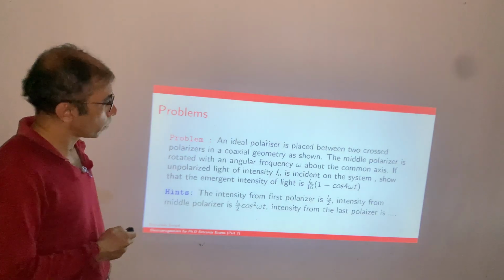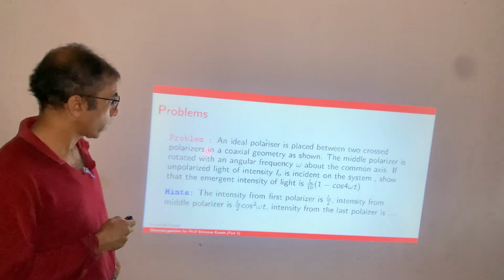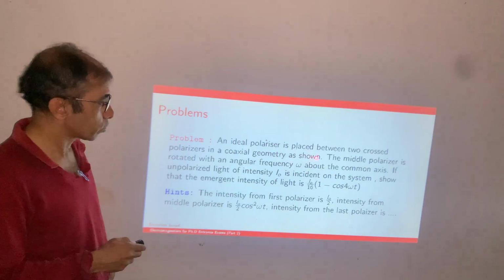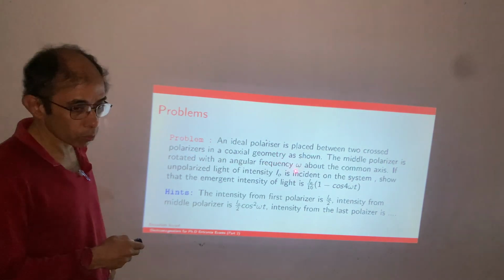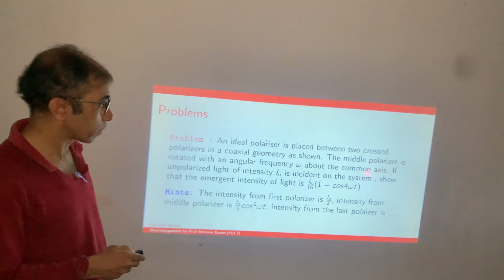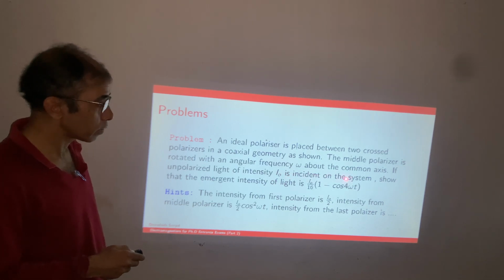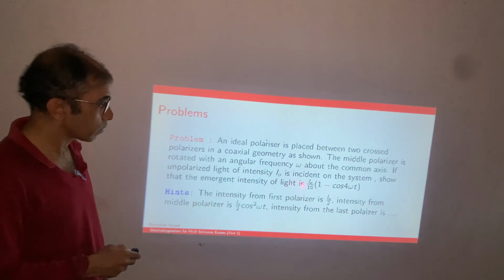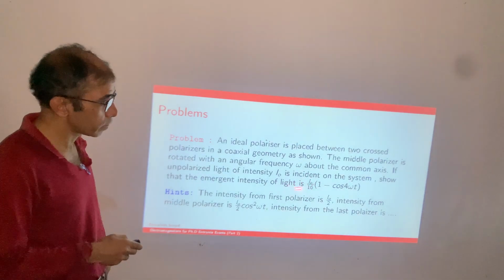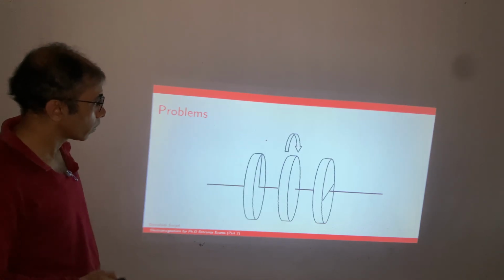Now another problem. An ideal polarizer is placed between two crossed polarizers in a coaxial geometry as shown. The middle polarizer is rotated with an angular frequency omega about the common axis. If unpolarized light of intensity I0 is incident on the system, show that the emergent intensity of the light is I0 by 16 times (1 minus cos 4 omega t). So this is the figure.